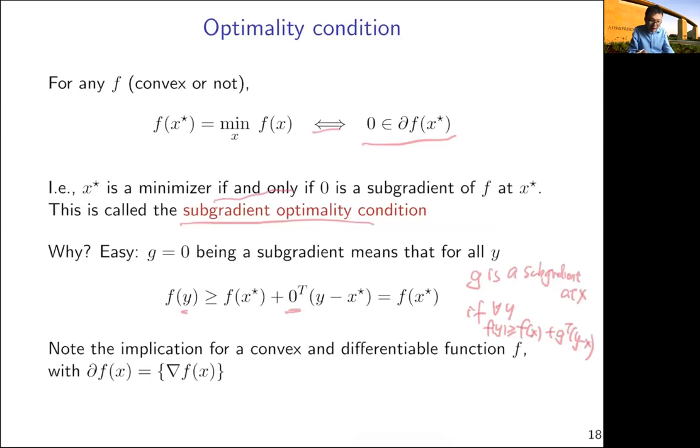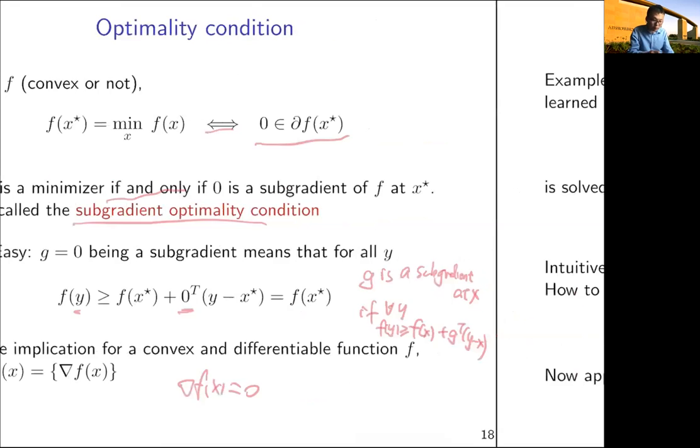Notice that we haven't used convexity at all. So this is a very general, although pretty trivial, characterization of the set of optimal solutions. In fact, if the function happens to be convex and differentiable, then using the condition we had previously, that the subdifferential is a singleton set consisting of only the gradient, this is a generalization of the gradient of f of x equal to 0 condition that we've seen previously for unconstrained optimization problems that are differentiable.